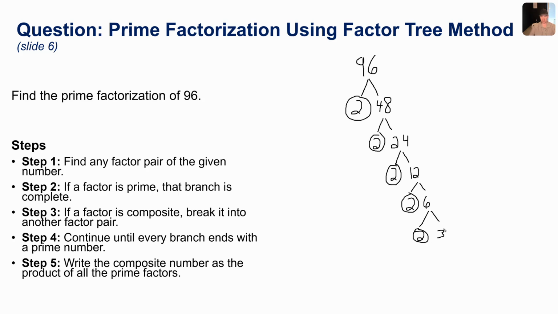Now, 3 is a prime number as well. So at this point, all the branches have been covered and the prime numbers are circled. If I was to write the composite number 96 as the product of all the prime factors, we would say 2 times 2 times 2 times 2 times 2, 5 2s, times the number 3. If I was to shorten this down, it would be 2 to the 5th power times 3. Okay, so we have now completed the prime factorization of 96 here.